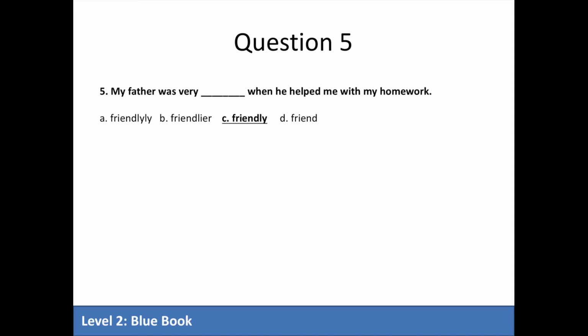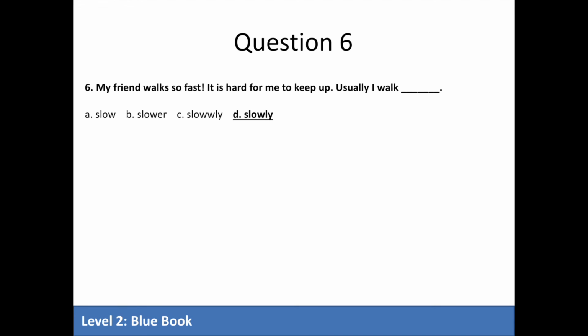Question 5. My father was very blank when he helped me with my homework. As you'll remember from previous slides, we can use adjectives that end in ly, so C is the correct answer. Question 6. My friend walks so fast, it is hard for me to keep up. Usually, I walk blank. So again, if my friend walks very fast, but that's not the case for me, we need the adverb slowly, D.